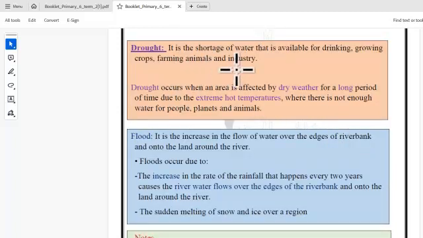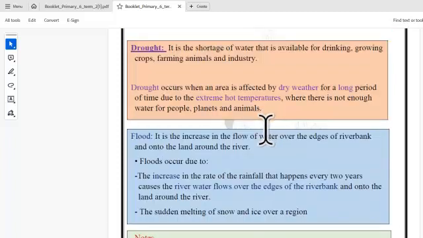Drought is the shortage of water that is available for drinking, growing crops, farming animals, and industry. Droughts occur when an area is affected by dry weather for a long period of time due to extreme hot temperatures, where there is not enough water for people, plants, and animals.